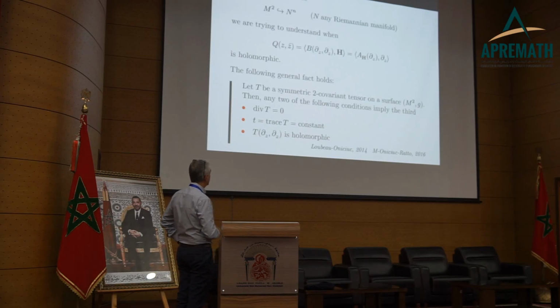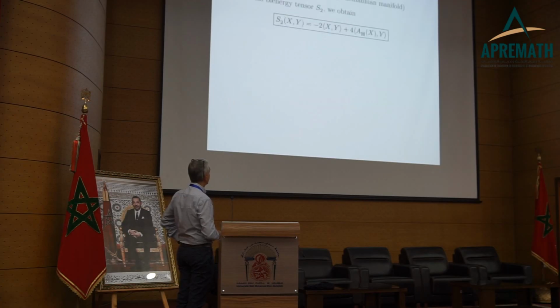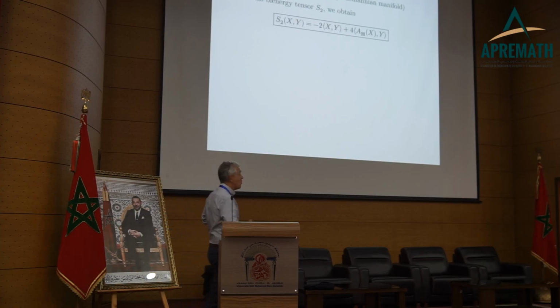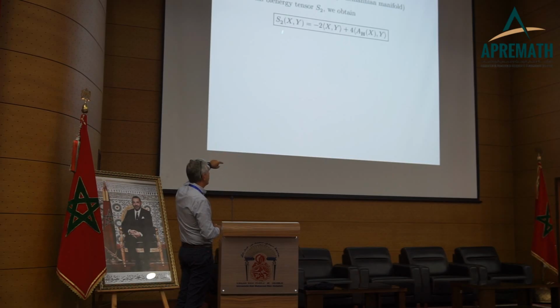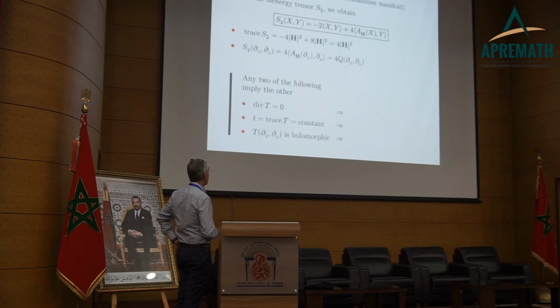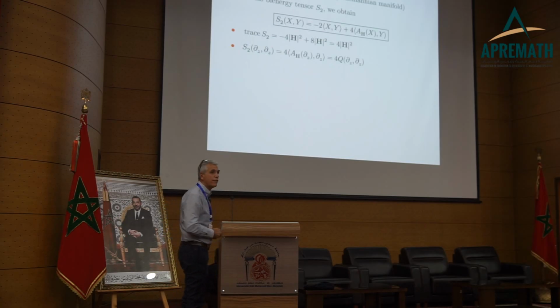And now let's try to use this result for biconservative surfaces. Here we have a biconservative surface, and we compute the stress bienergy tensor. The stress bienergy tensor for a surface in N is given by this formula. So the formula that we had before simplifies a lot. But now, if you compute the trace, just do it, you get 4 times the norm of the mean curvature vector. And if you compute S2 applied to dz, the first part is 0, and then you get 4 times this function Q.